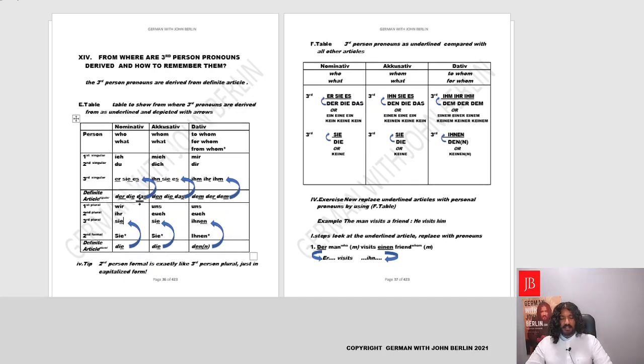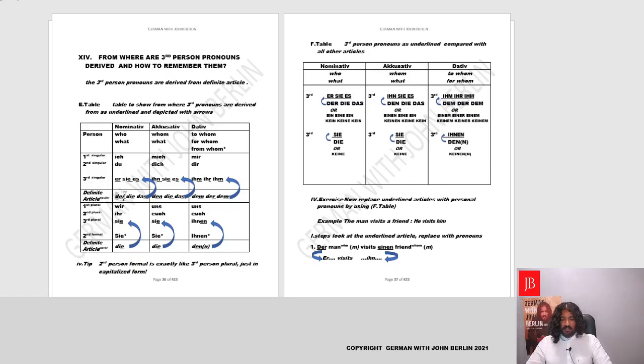Now, as we see, these are the only pronouns which have got a gender in them. Er, sie, es, ihn, sie, es, ihm, ihr, ihm, just like he, she, it, him, her, it, to him, to her, to it, and they, them, to them. Yes. So these pronouns are derived from nowhere else but our definite article. How? Let's have a look.